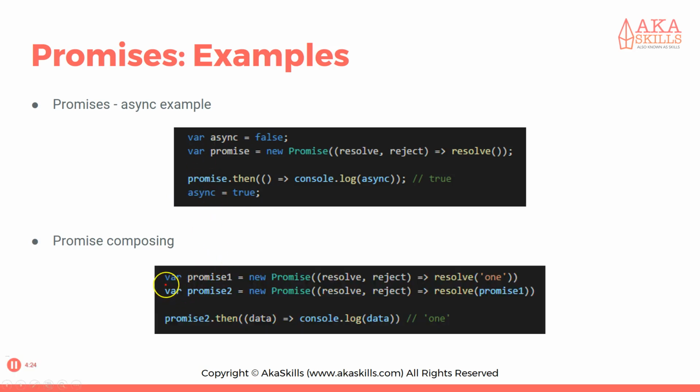Promise composing. I can say var promise1 equals new Promise with resolve and reject, and this will always resolve with parameter 1, a string. Then I'm saying var promise2 equals new Promise, which always resolves with the other promise, the first one. Then I'm saying promise2.then, and here I receive the successful callback. The successful callback is promise1. And then I'm saying data goes to console.log from data, which will print 1. And this is how actually we can do promise composing. So inside one promise, you can actually resolve or reject with the other one.